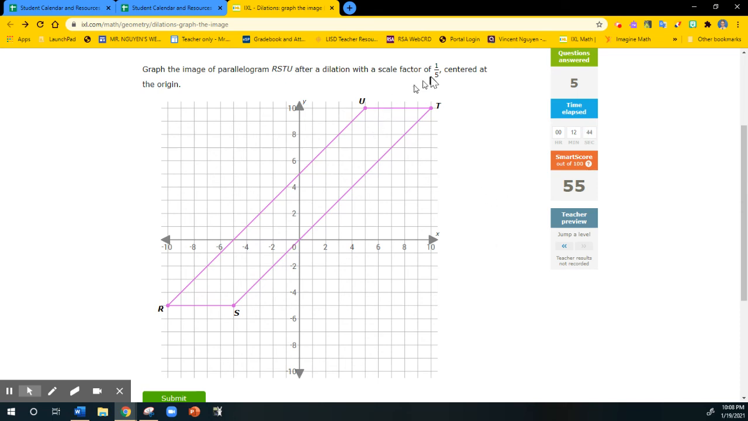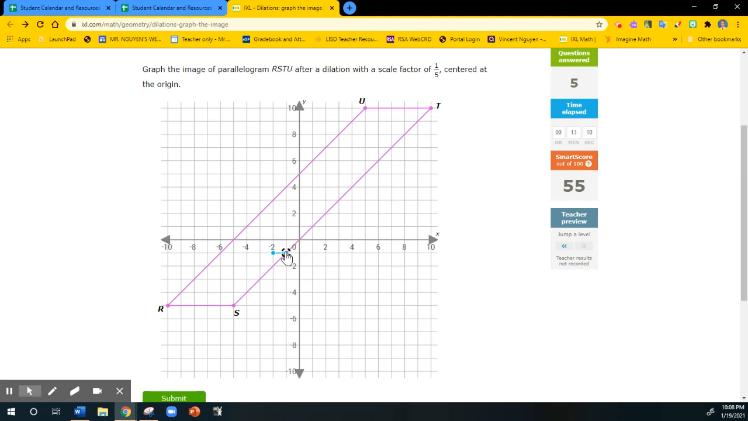Okay, so this one you're dividing everything by 5. Okay, so let's start with R first. So R is -10 divided by 5 will give you -2, and then the y is -5 divided by 5 will give you -1. So my R prime will be right there. S, -5 and -5 will be at -1, -1, I believe. Right? That's -1, -1.